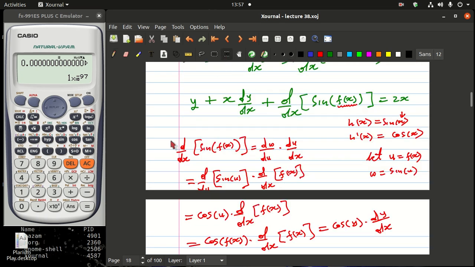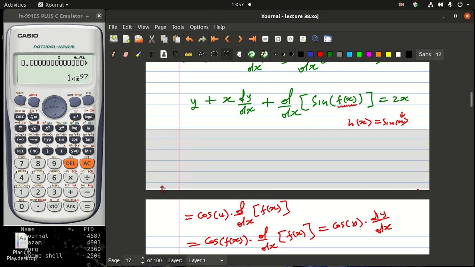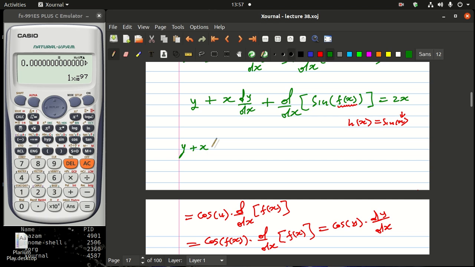This is going to be equal to y, let me use the green, I have y plus x times dy dx plus this whole thing here. We know that actually it was just cosine of y times dy dx, as you can see here, and then this whole thing must be equal to 2x.